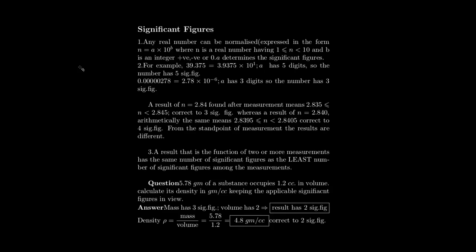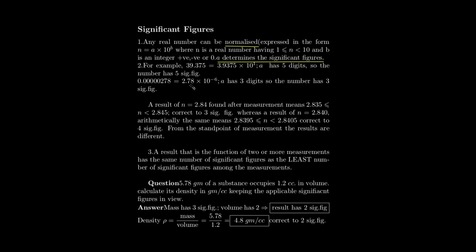Next subject, significant figures. Any real number can be normalized, that is, expressed in the form n equal to a into 10 to the power of b, where n is a real number having 1 is less than or equal to n, which is less than 10, and b is an integer, positive, negative or 0. A determines the significant figures.